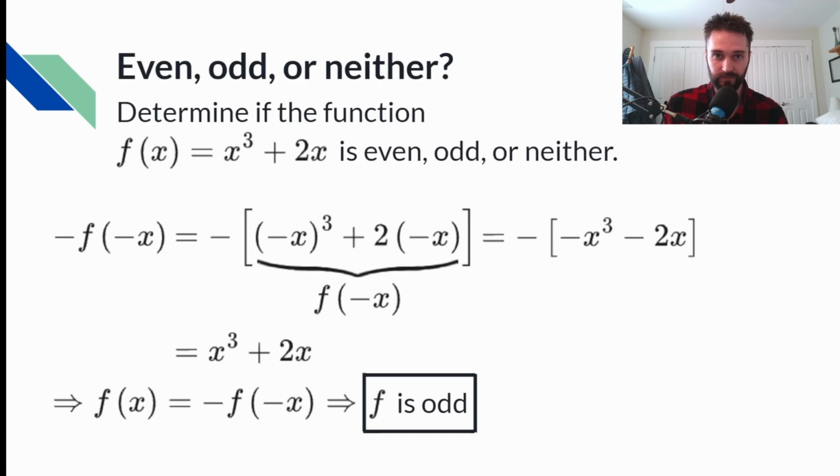That's how we can check to see if a function is even, odd, or neither. We just compute f of negative x to test if it's even, and we compute negative f of negative x to test if it's odd.